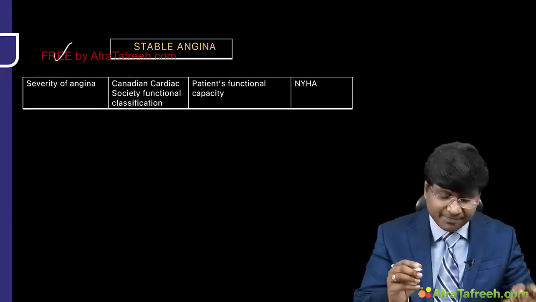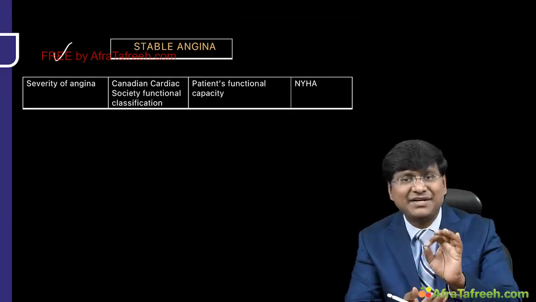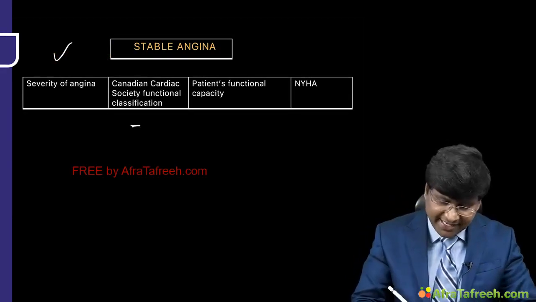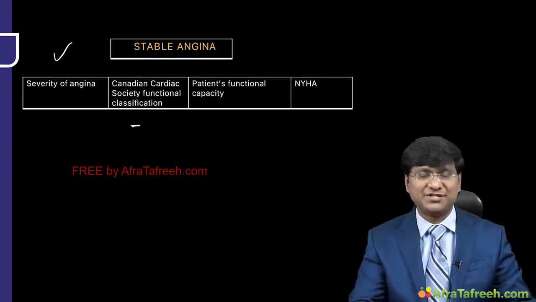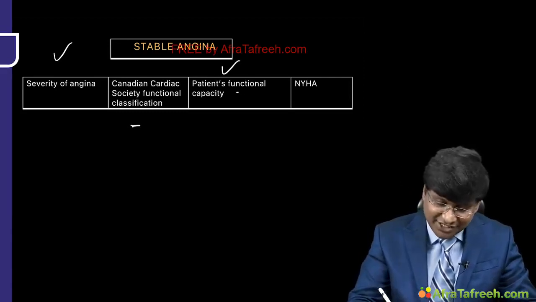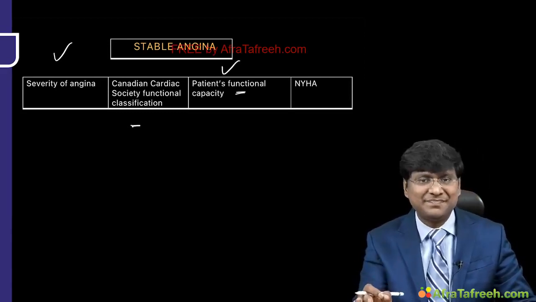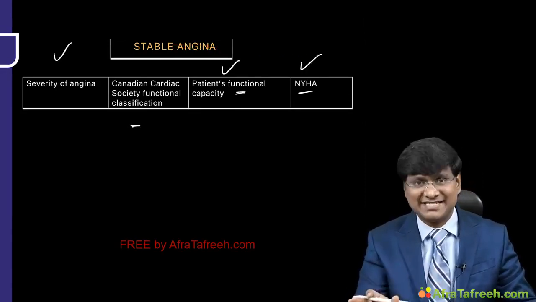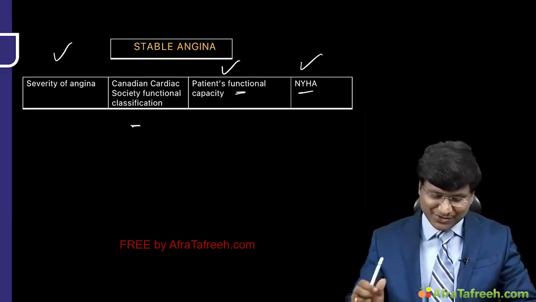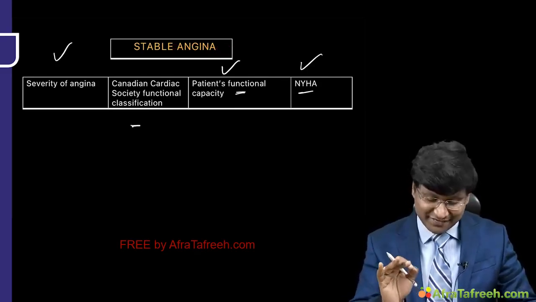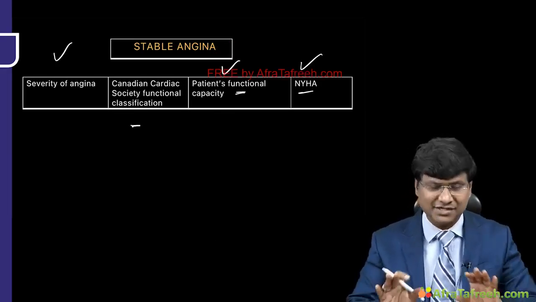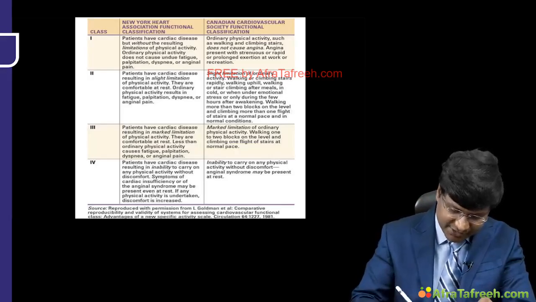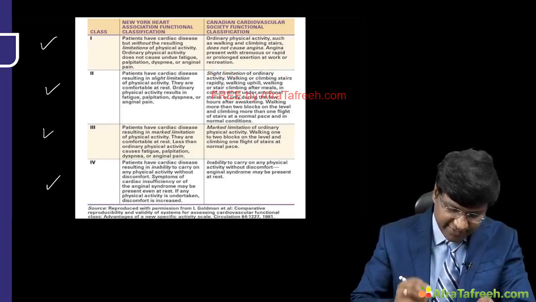Now, if you take the severity of angina, it is conventionally summarized by the Canadian Cardiac Society Functional Classification, and the patient's functional capacity is described by the NYHA in stable angina. Now, let me discuss both of them. So, let me discuss the Canadian Cardiac Society Functional Classification as well as the NYHA classification. See, this is a table directly from Harrison. So, we classify this into 4 classes. Class 1, 2, 3 and 4.